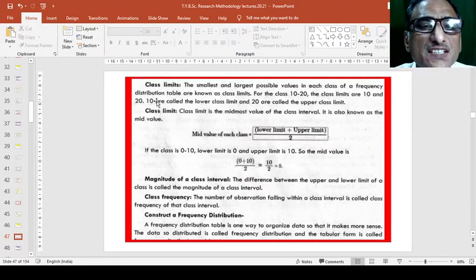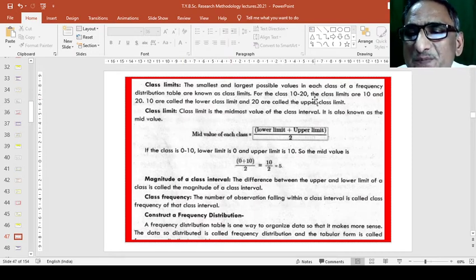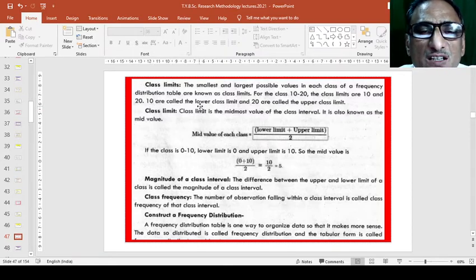So first, class limits. The smallest and largest possible values in each class of a frequency distribution table are known as class limit. For the class 10 to 20, the class limits are 10 and 20. So 10 is called the lower class limit and 20 is called the upper class limit. The midmost value of the class interval is also known as the mid value.